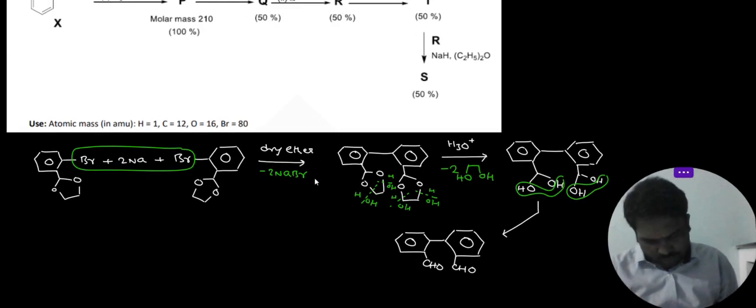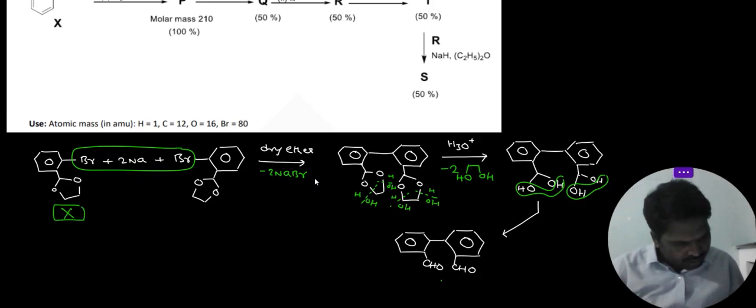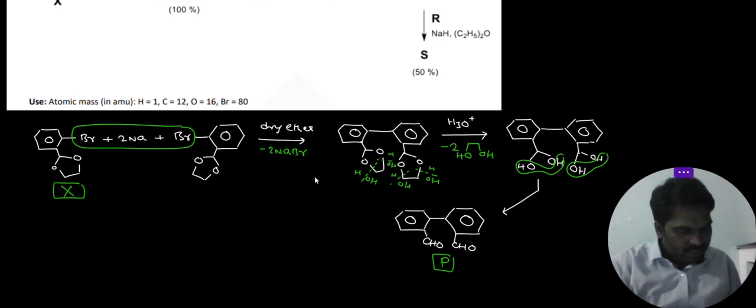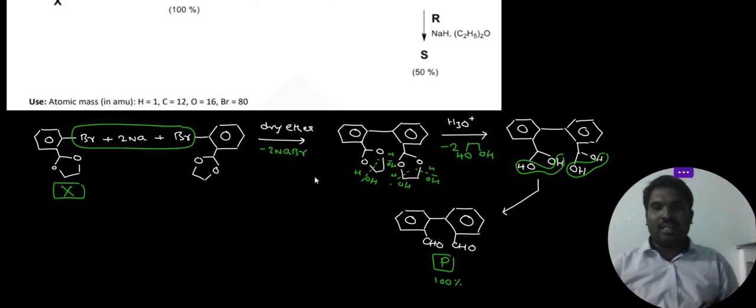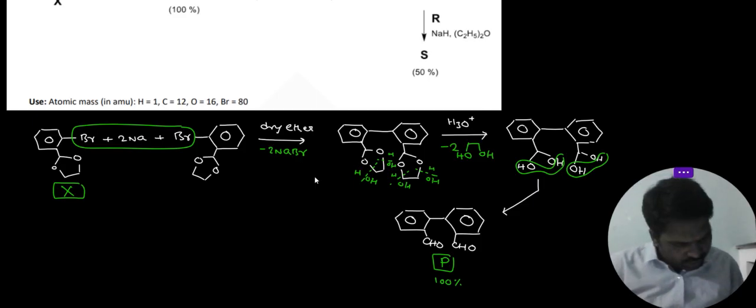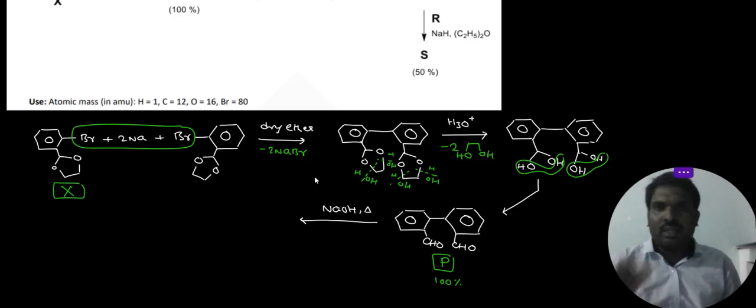So the starting one is X. 2 moles of X gives this P, and it is formed in 100% yield. Understood everyone? Now P undergoes reaction with NaOH and heat, which means it is a Cannizzaro reaction.